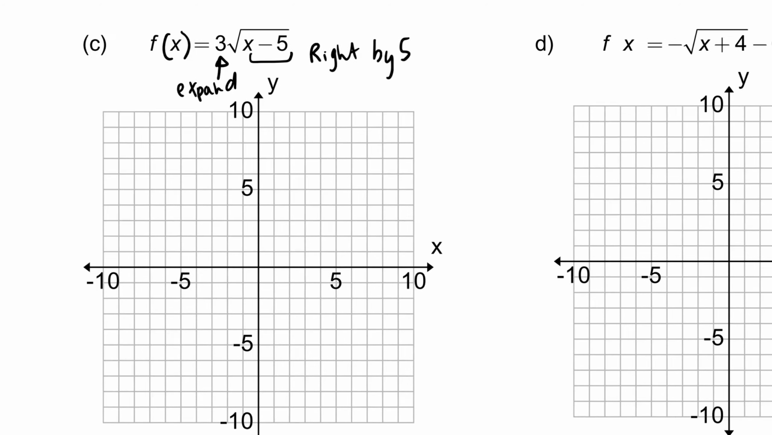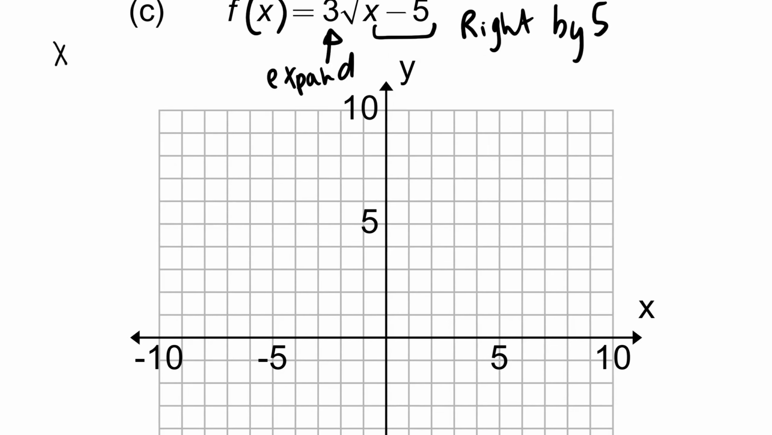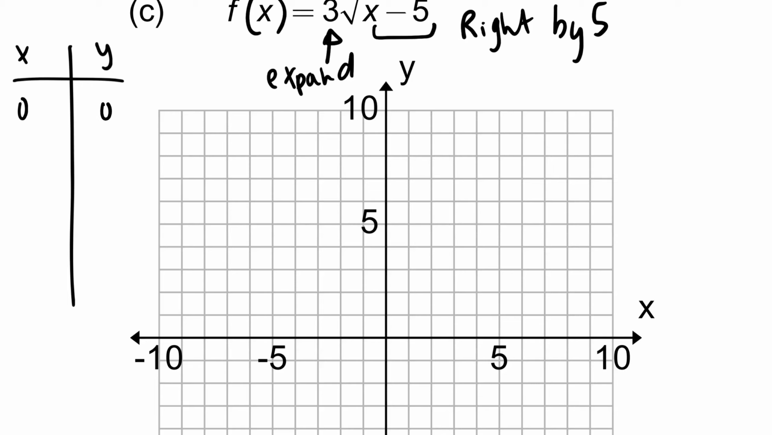Okay, so I want to make sure I'm being clear when I write out my parent points. Start with my points: 0, 0, 1, 1. Let's see, we start with x is 4. Square root of 4 is 2. We start with x is 9. Square root of 9 is 3. Okay. So first, I'm going to take everything to the right by 5. If I'm moving to the right, what am I going to do to my x values? Add 5. Okay, so I'm going to add 5.